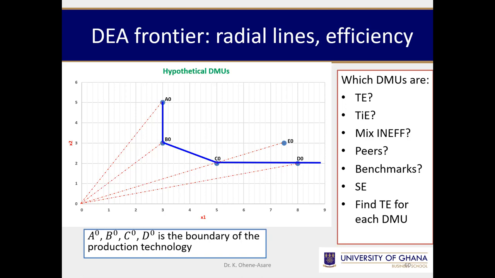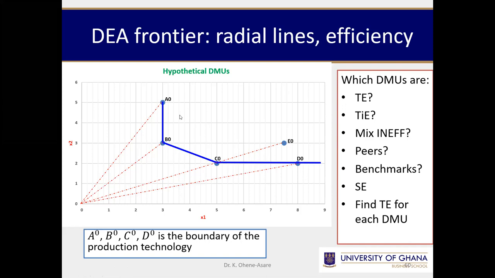However, the free disposability assumption says that inefficiency is possible, and that firms can freely dispose of inputs and outputs. That is the line that was being drawn, the vertical from B upward and the horizontal from C rightward.